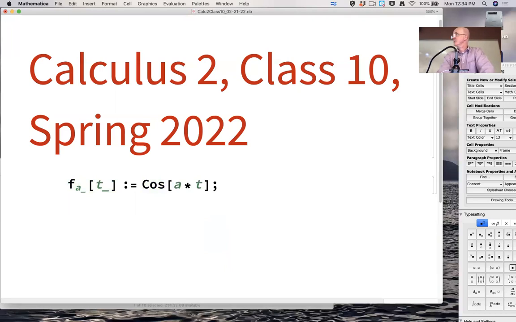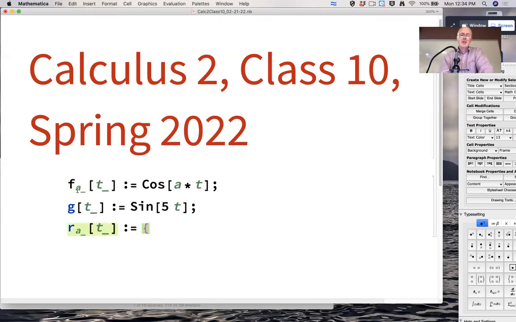Last Friday, A was 3. I'll pick the g of t to be sine of 5t again. R is going to be the position vector. I'll call it R sub A of t. It's going to depend on A still. Notice in using the subscript here, I am treating A like a variable because I'm putting an underscore after it here and here when I'm first defining these functions, just like the variable inside the square brackets. But once I've defined the function, then don't use the underscore anymore.